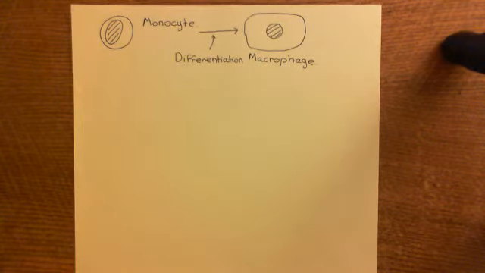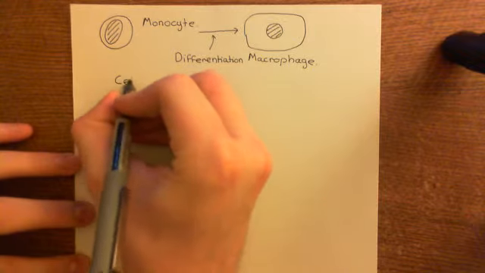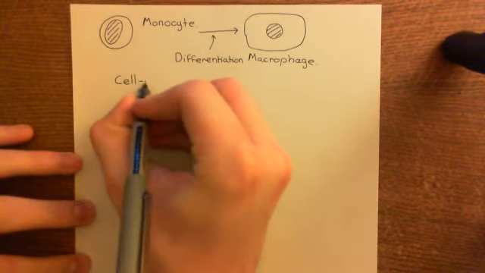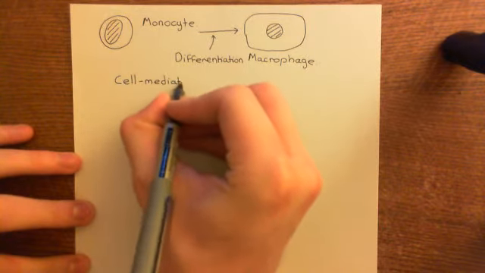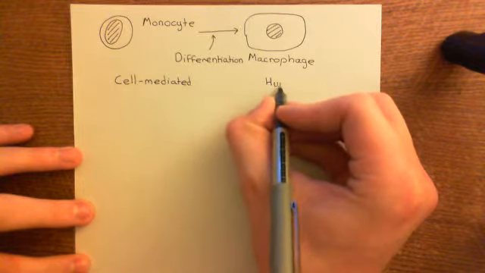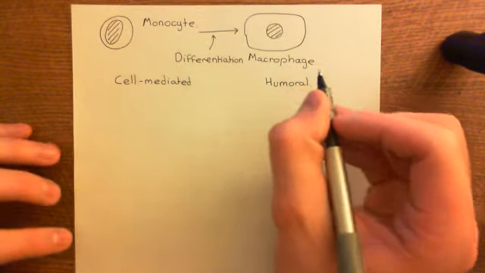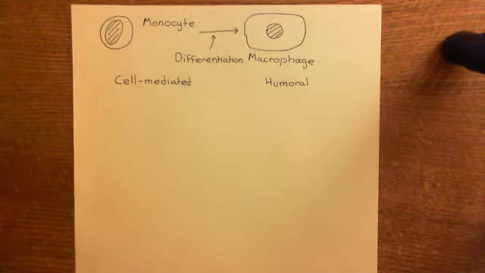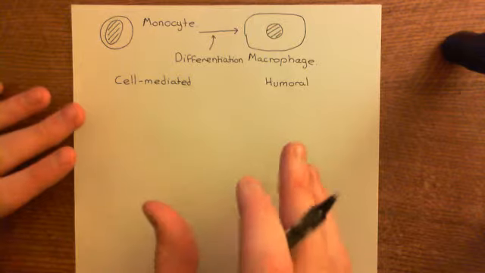So the first thing to understand is that there are two major types of adaptive immune response. There is one known as the cell-mediated immune response, and there is another type known as the humoral immune response. So what do these mean? Well, in my opinion, these are confusing names. You could have named these simpler.